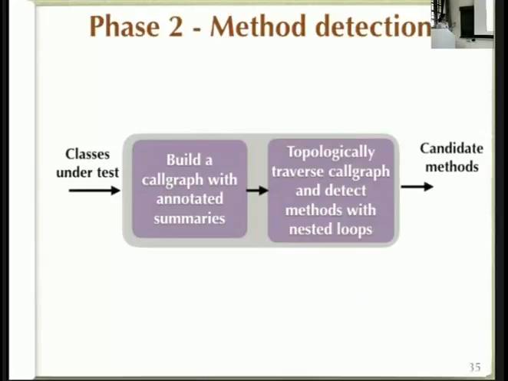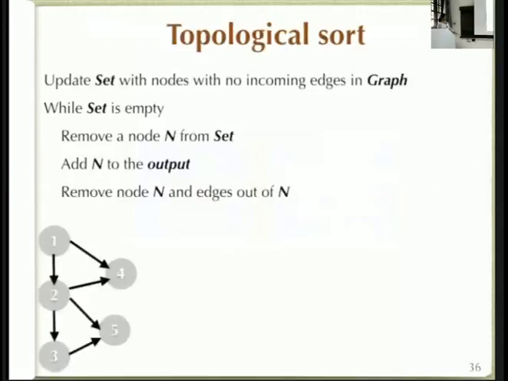So it takes classes under test. So you know what classes you are trying to generate performance tests for. And then you are going to build a call graph with annotated summaries, right? And topologically you are going to traverse the call graph to detect methods with nested loops. Are you aware of topological sort? Okay, good. So let's quickly go over topological sort.